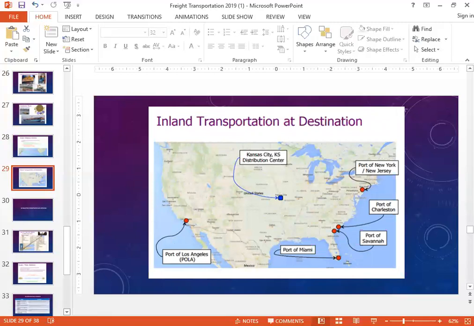Again, if things are coming in from a port or landing in a different city than the main city that you're located in, you may need to use trucks. You may need to use railroads. And so you need to consider all of these variables when you are considering the shipping or transportation routes.